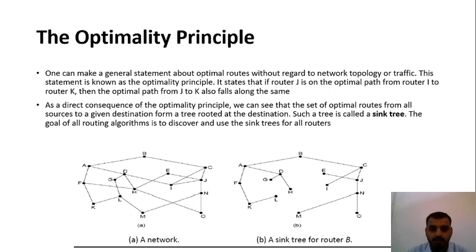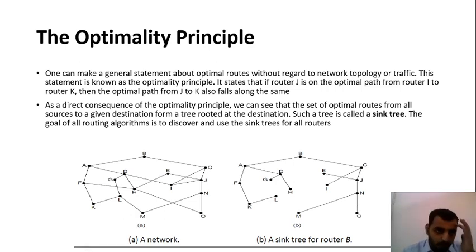This concept is called the optimality principle. This diagram depicts that type of thing, creating a sink tree. So this is what we call the concept of the optimality principle.